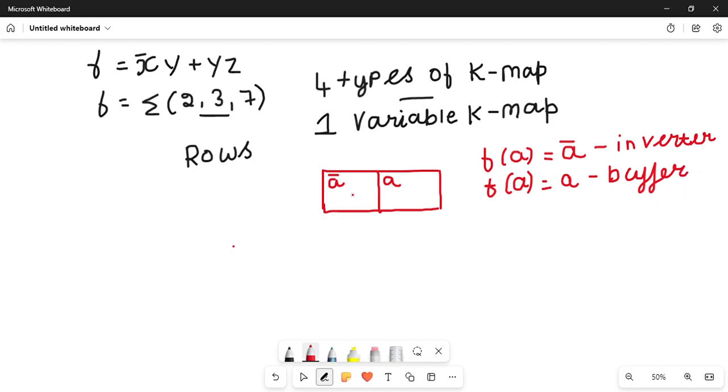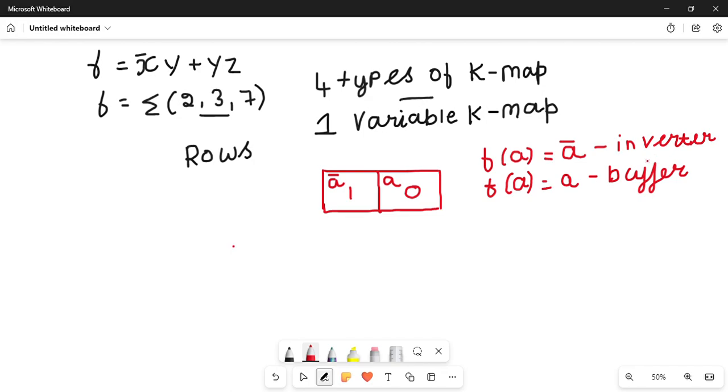Now here in the place of A bar, I'll write 1, and here I'll write 0. So this is how the 1 variable K-map looks, and don't take this much into consideration, because if you learn this it's not of much use, since you don't get the 1 variable K-map in an examination. For an examination, it's only the 3 and 4 variable K-maps, which are very important. I'll come to that now.